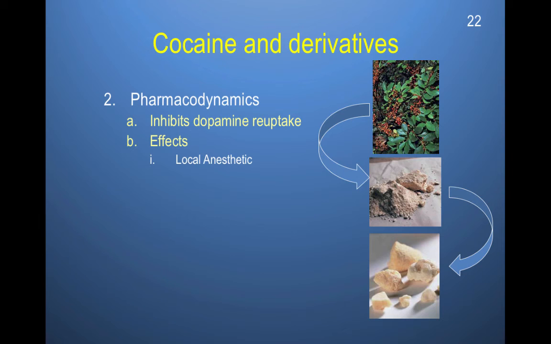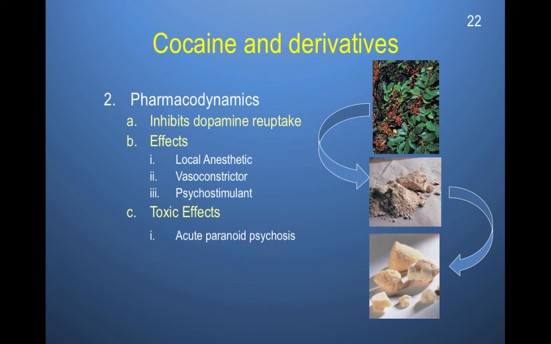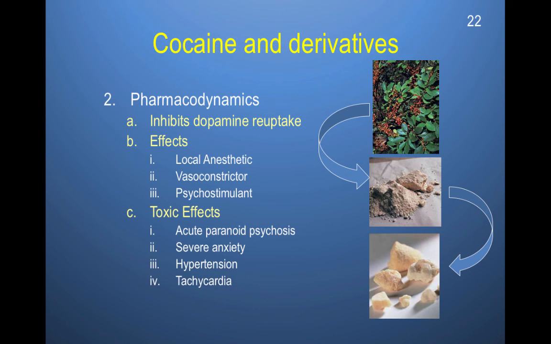It also can act as a local anesthetic, and this is one of the first ways that it was introduced to the medical system. It can also function as a vasoconstrictor and a psychostimulant. It has highly toxic effects, and it can result in acute paranoid psychosis, severe anxiety, hypertension, tachycardia, which would be irregular heart rhythms, and single dosages can result in heart failure, stroke, and death. So cocaine, the positive effects are very specific and limited in comparison to the highly toxic negative side effects, and it is also highly addictive.